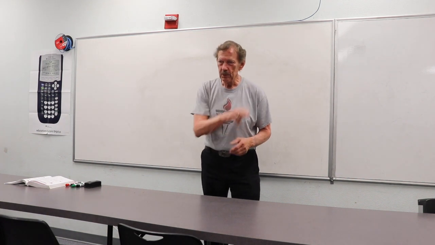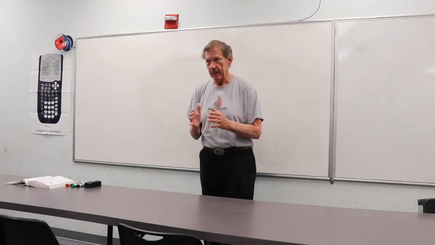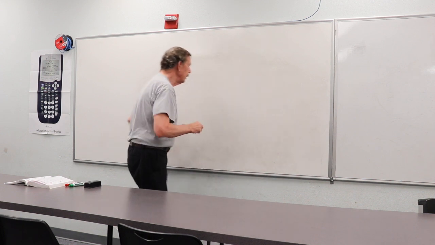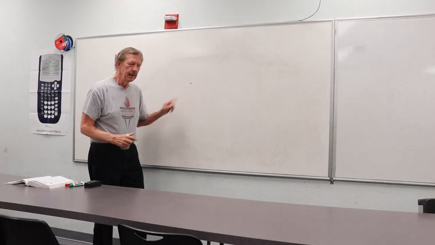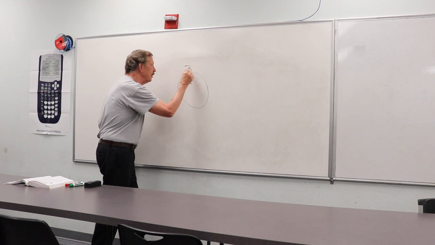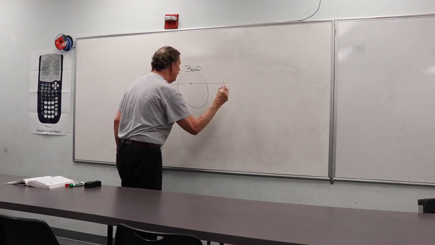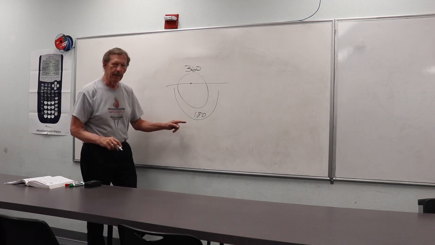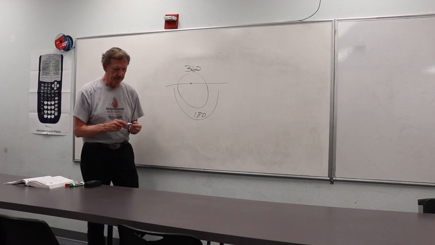Yesterday, we talked about arc length, the circumference of a circle, angles, and the relation between angles and arc length. Let's review. Around a point, 360 degrees. On one side of a line, 180 degrees. Obviously, on the other side, there's another 180 degrees.